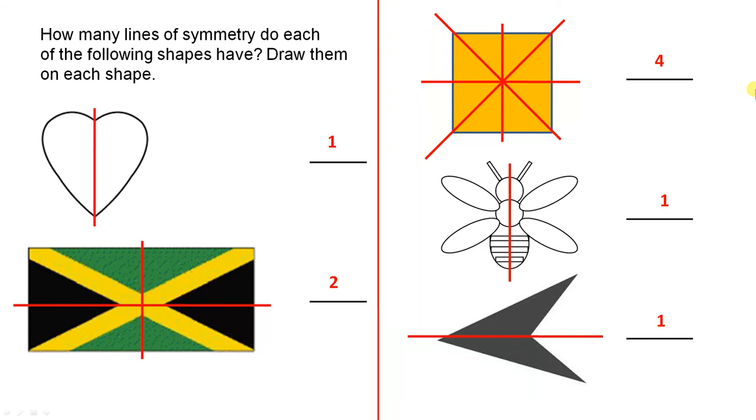How many lines of symmetry do each of the following shapes have? Draw them on each shape. So here are the answers. That tells you the number of lines of symmetry, and you'll see that I've drawn them on each of the shapes. Now see how you went with that.